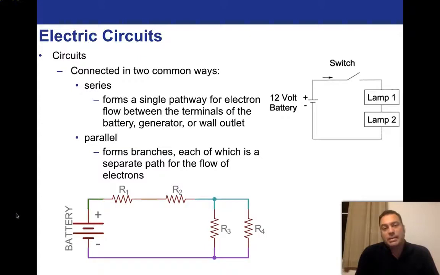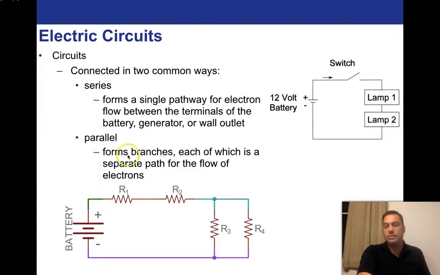And so we can connect circuits in two different ways, right? There's the series circuit, which forms a single pathway for electron flow between the terminals of the battery, generator, or wall outlet. So here we have a series circuit. Here we have the battery, here's our switch, and we have two lamps, which are resistors, right? They're not that different from any other resistor you would see, whether lamps or a cell phone or laptop plugged into your wall. But anyway, it's all connected to the same circuit. That's the idea. There's a 12-volt battery, and we see them in series. They're both on the same line.